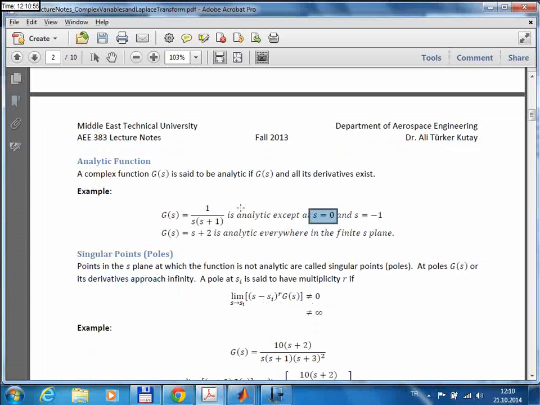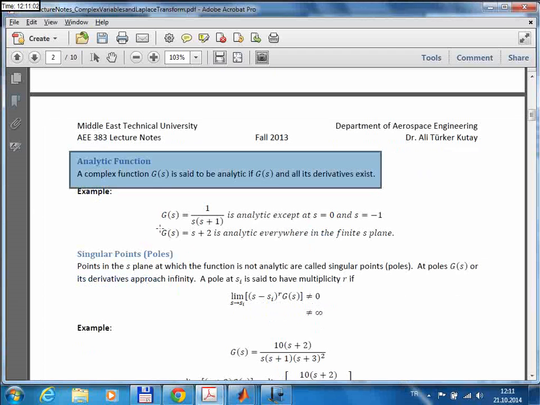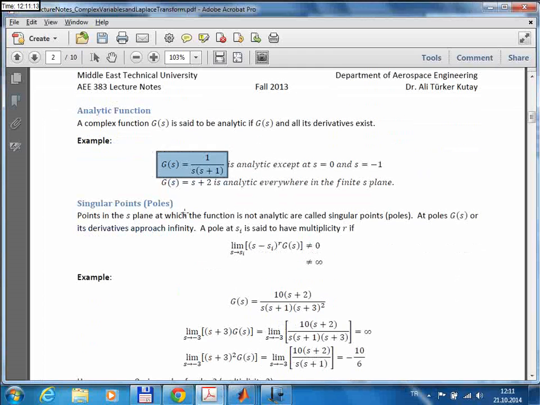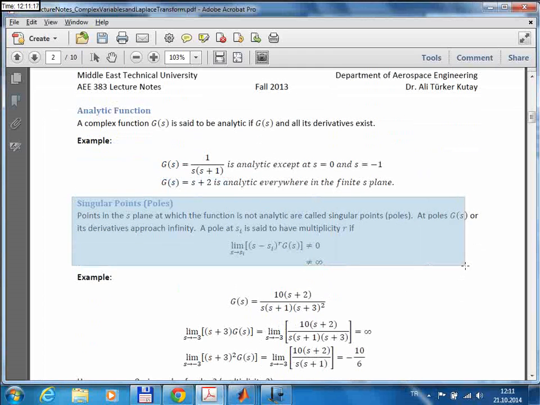So anyway, if you look at this function, and if you consider the definition of an analytic function, this is a complete analytic function in the finite S-plane, the other one is not. There are 2 points on the finite S-plane where this function is not analytic. Okay? Now, let's define the singular points of a complex function.